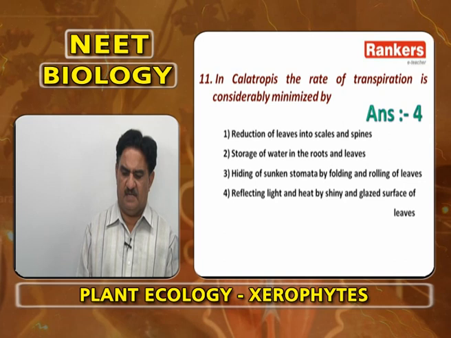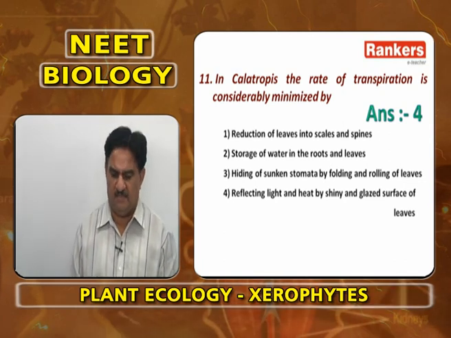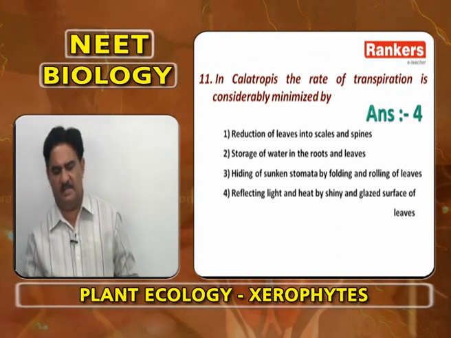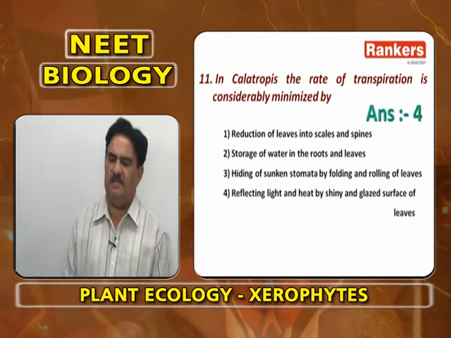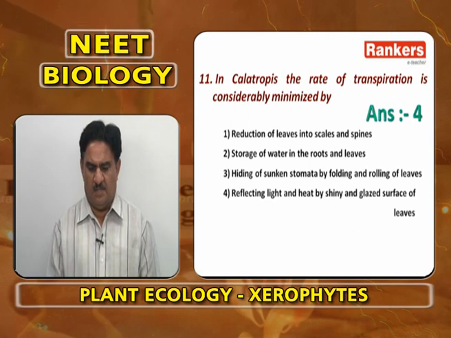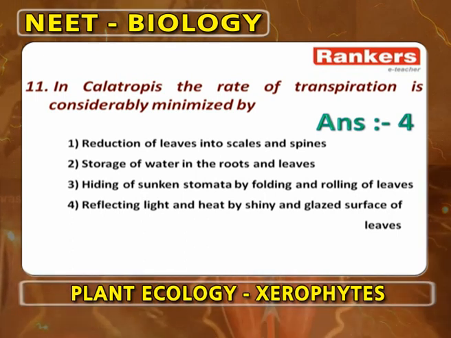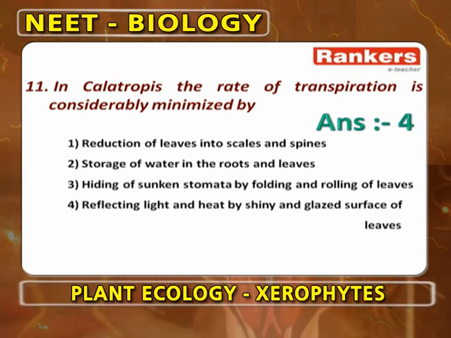So in Calotropis, the rate of transpiration is considerably minimized by reflecting light and heat by shiny glazed surface of leaves, which is correct. Reduction of leaves into scales and spines is wrong. Storage of water in the roots and leaves is wrong. Hiding of sunken stomata by folding and rolling the leaves is wrong. The only correct option here is reflecting the light and heat by shiny and glazed surface of leaves. Why? The leaf surface is surrounded by waxy coating which glazes the light.